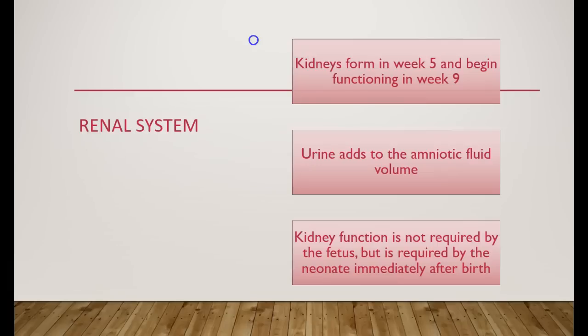Renal system. Kidneys form in week 5 and begin functioning in week 9. The urine adds to the amniotic fluid volume. In fact, that's where most of the amniotic fluid volume comes from. Kidney function is not required by the fetus. Remember, all the waste removal and all that kind of stuff is done by mom at the placenta. But it is required by the neonate immediately after birth.